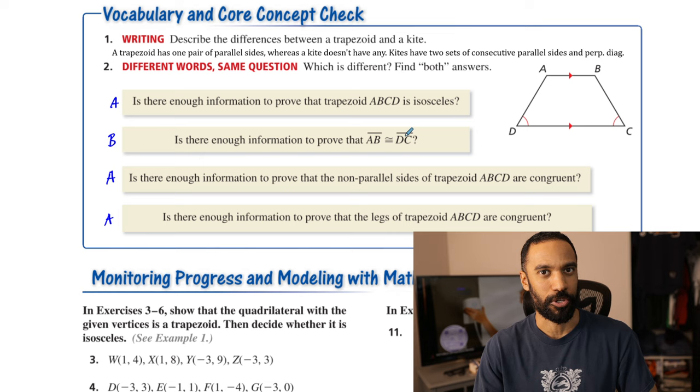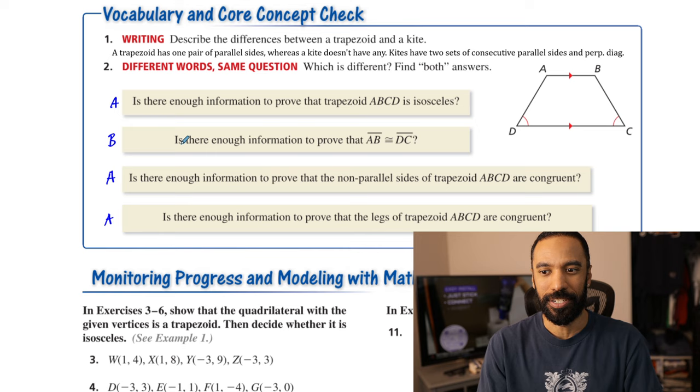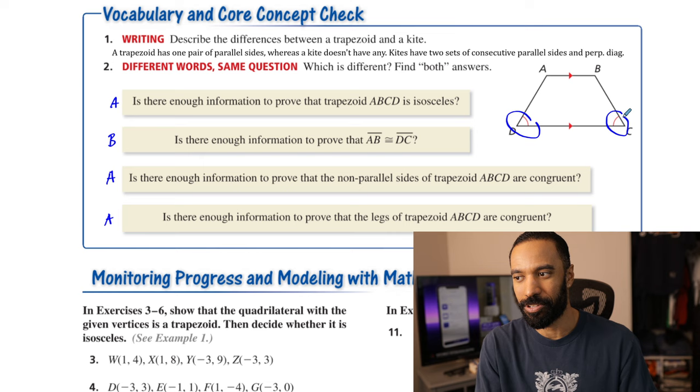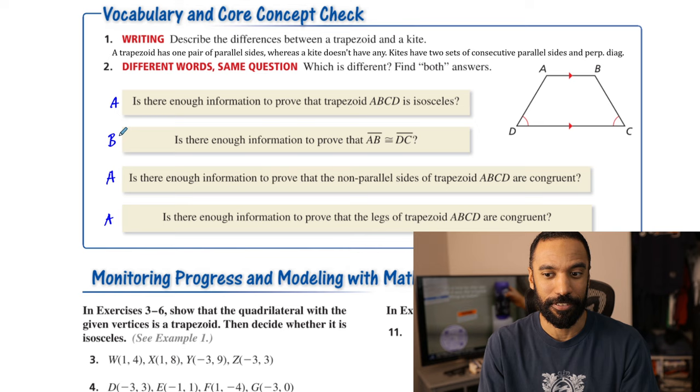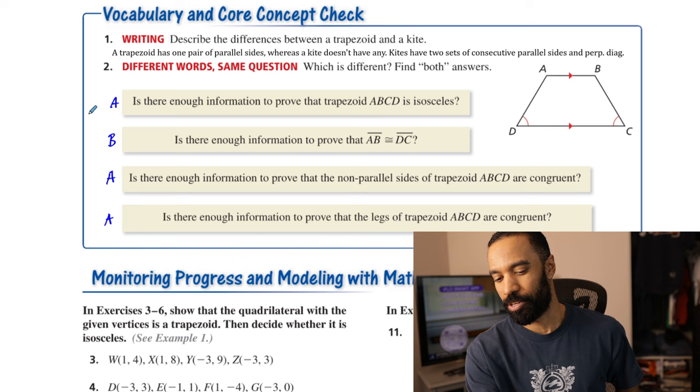Because we can't guarantee that this is absolutely a trapezoid. For all we know, these could be 90 degree angles. This could be a rectangle. We don't know. So is there enough information for B? No. Is there enough for this A stuff? Yes. And they're talking about isosceles trapezoids, and those are the same kind of question.